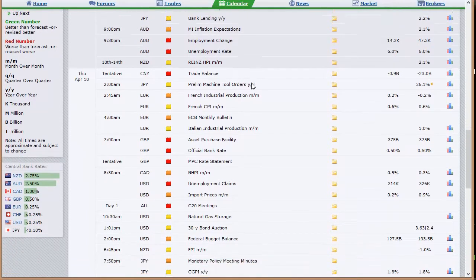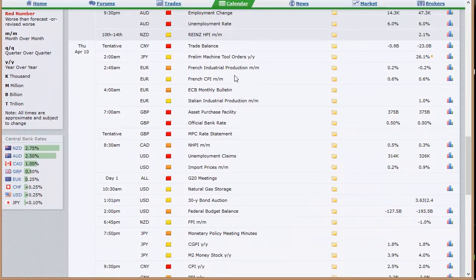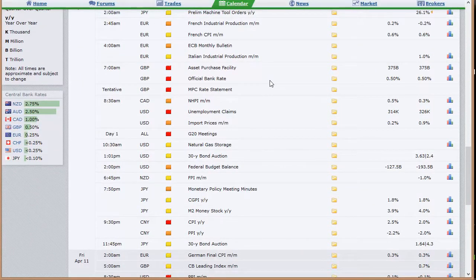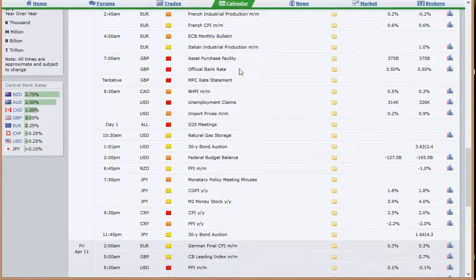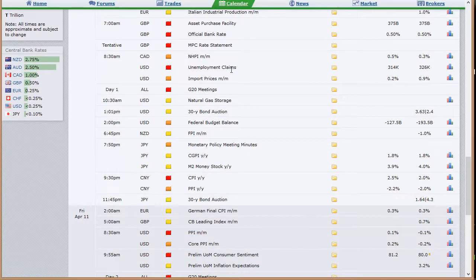China has their trade balance, Japan's preliminary machine tool orders. This is all going into Thursday. French industrial production and CPI. Monthly bulletin now, the ECB. Italian industrial production. Rate announcement out of the UK, the Bank of England. Canada's NHPI. Remember, we had the ECB rate announcement the other week.